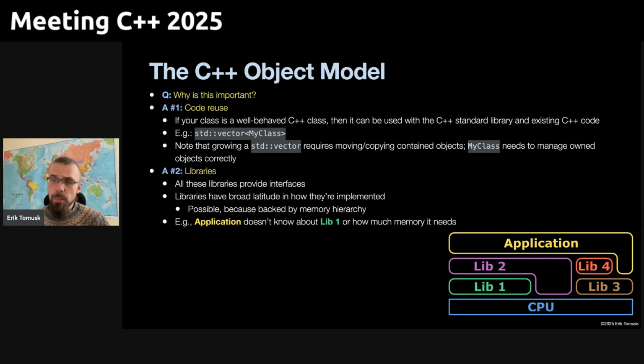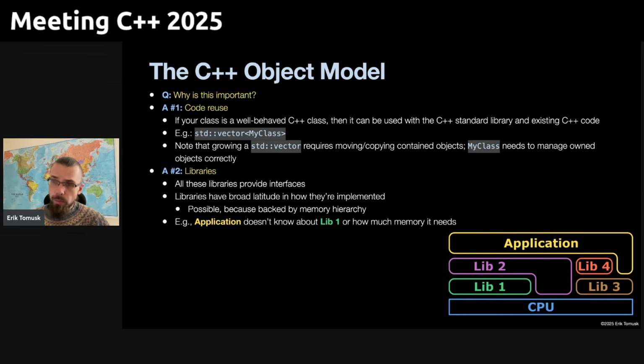So I'm showing an application stack diagram here. And all of these libraries will have some sort of interface and some sort of implementation that's somewhat decoupled. And all of these libraries can be implemented in a number of different ways. The point of interfaces is that the application doesn't need to know how much, for example, memory library 1 is using. The application might not even know that library 1 is there.